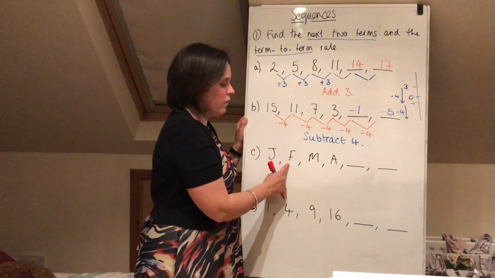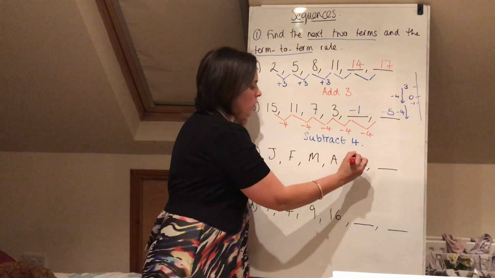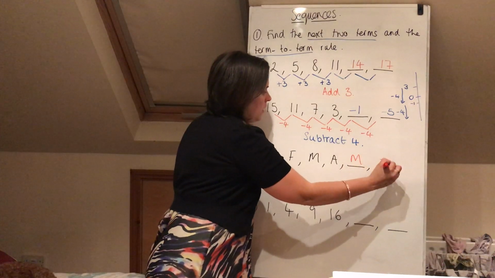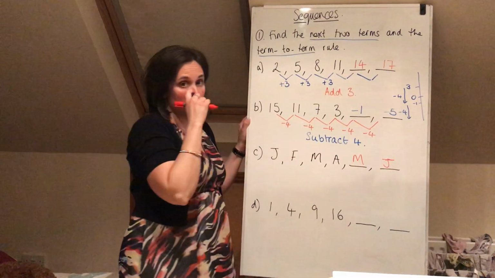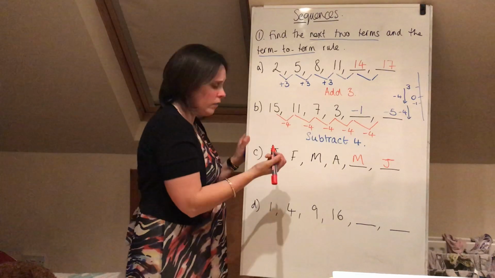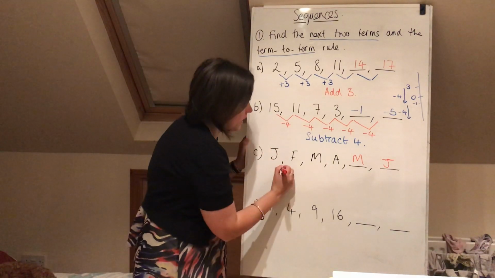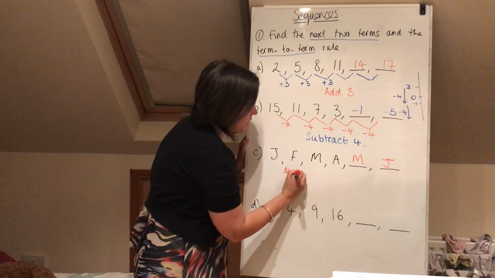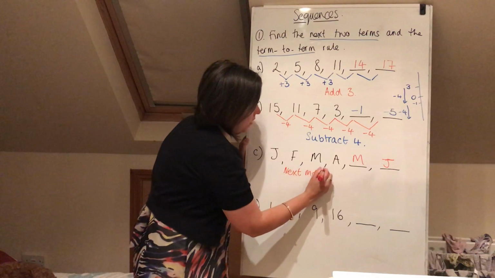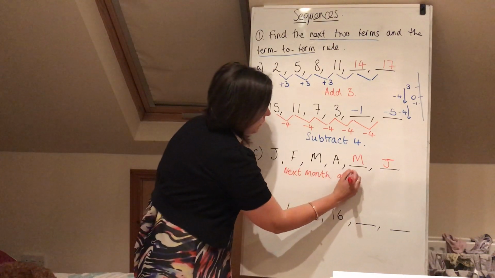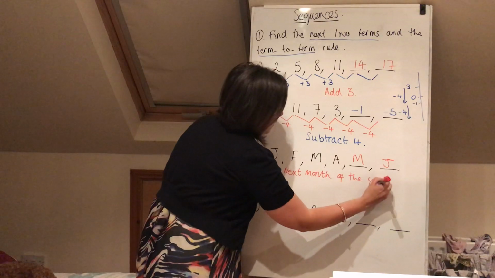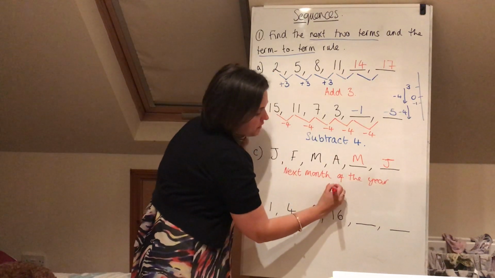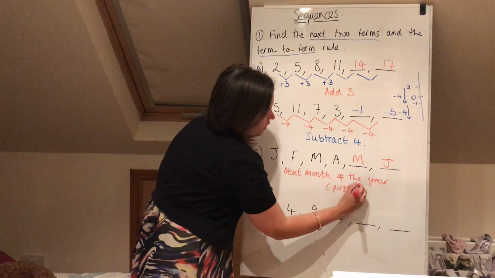So January, February, March, April, May, June. And what's the term to term rule? The term to term rule would be that it's the next month of the year. And if you want to be really specific, you can say the first letter.